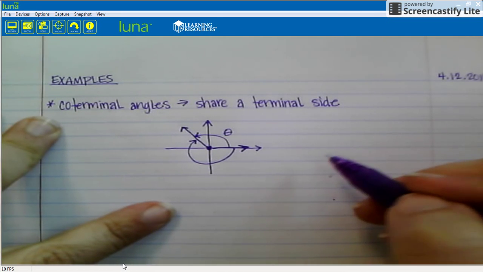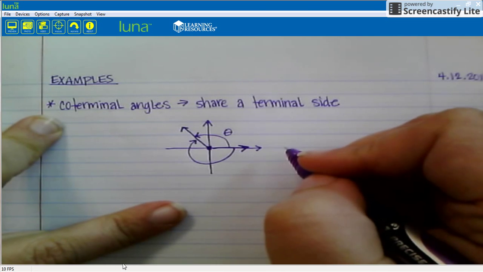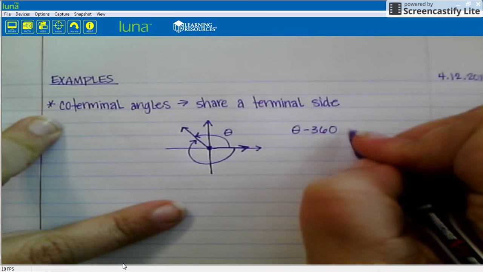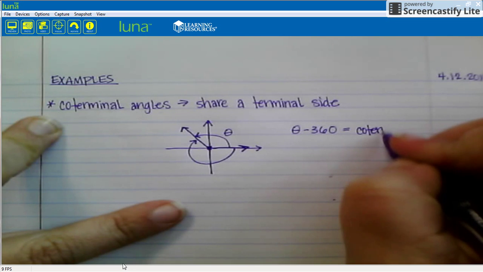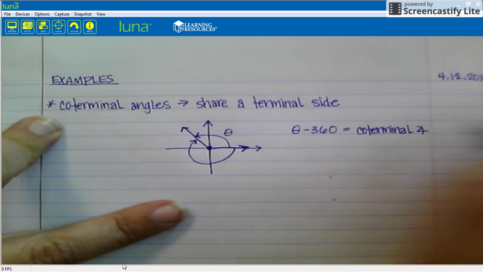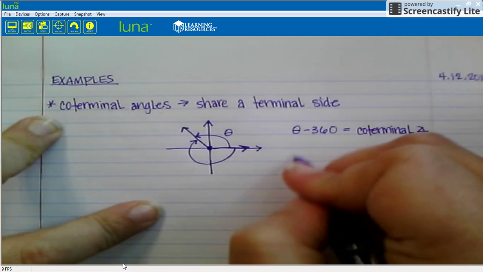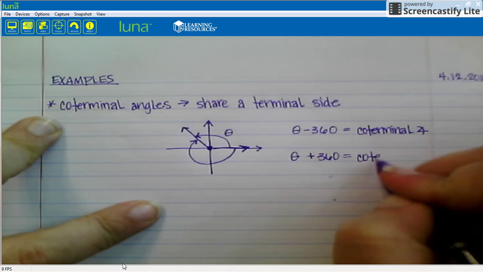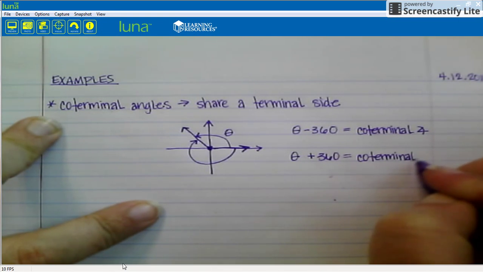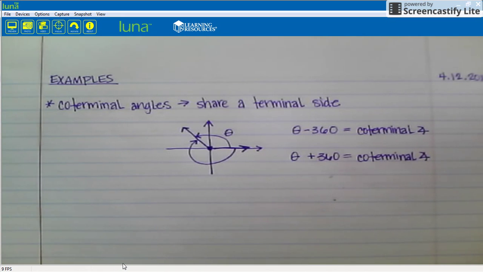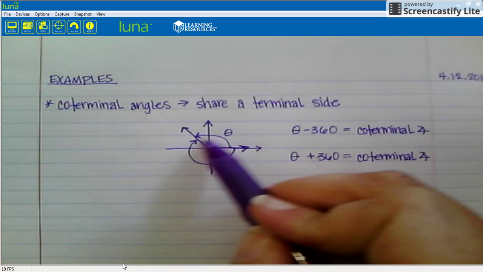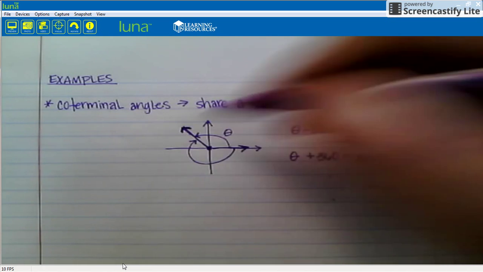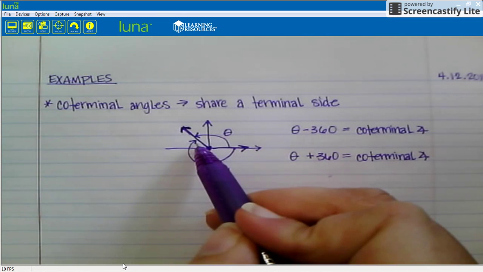So if my theta is positive, then I am going to subtract 360 from my angle, and that will give me my coterminal angle. If my angle is negative, then I'm going to add 360, and that will give me my coterminal angle. So when you think about coterminal angles, you're essentially completing the 360-degree revolution. So if I have a positive angle, the coterminal angle shares the terminal side of my angle, but it completes the rotation in the opposite direction.